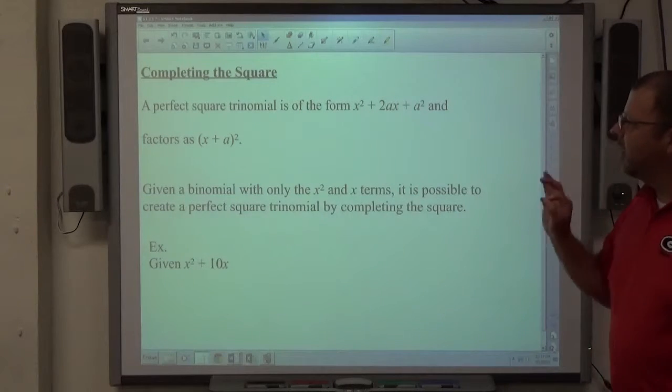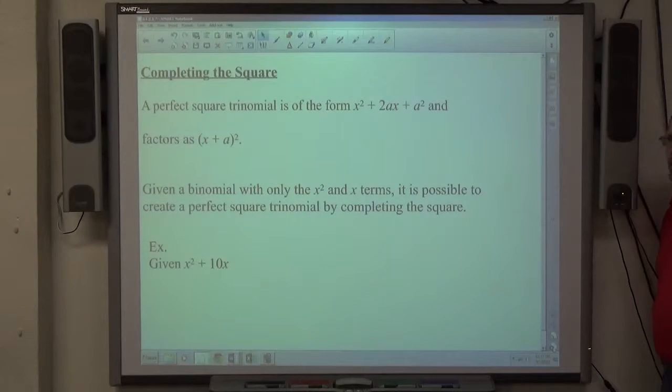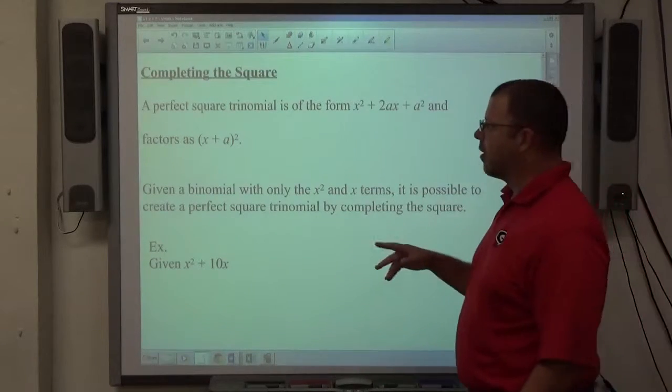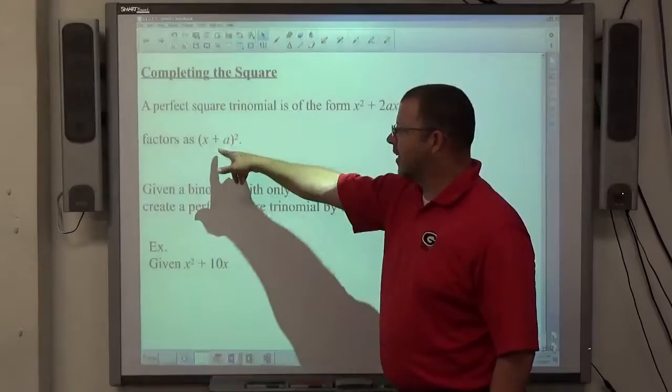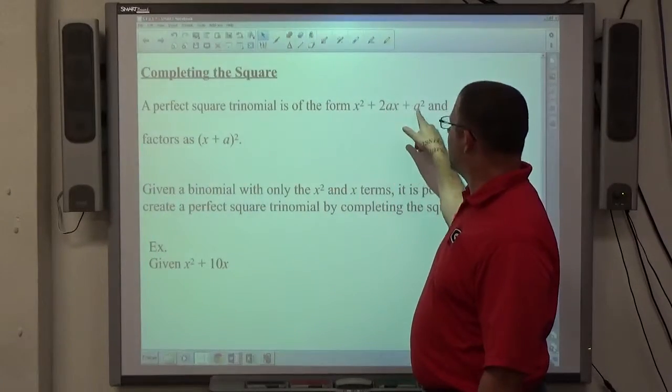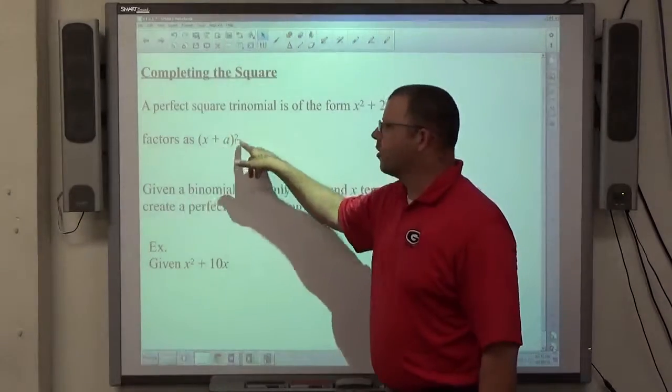Okay, a technique we learned in Algebra 2, which you two haven't learned yet, but you would have hopefully seen the video, is called completing the square. It's a way to create a perfect square trinomial that factors like this. So x squared plus 2ax plus a squared would be x plus a, the quantity squared.